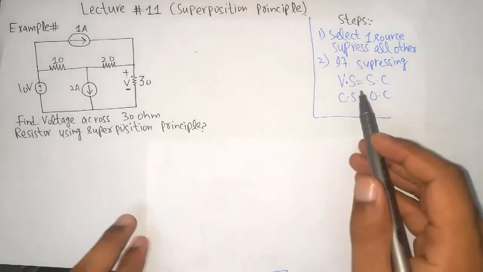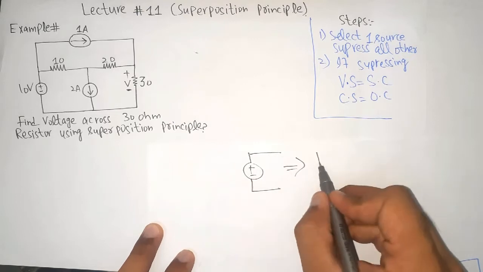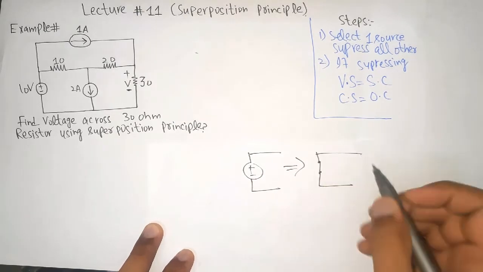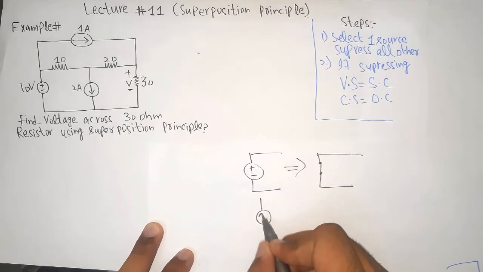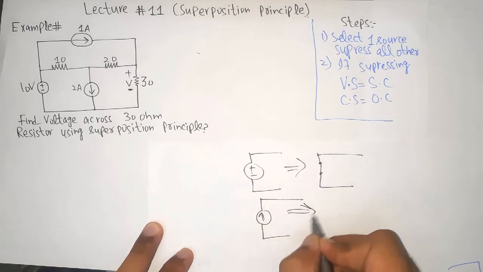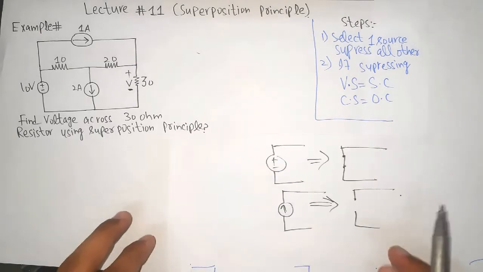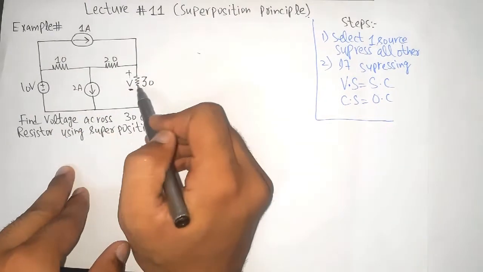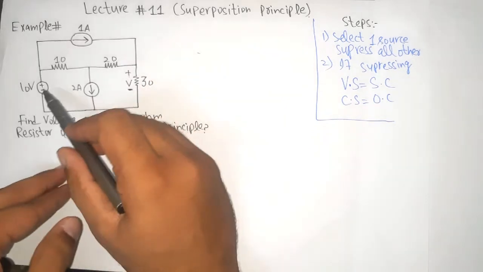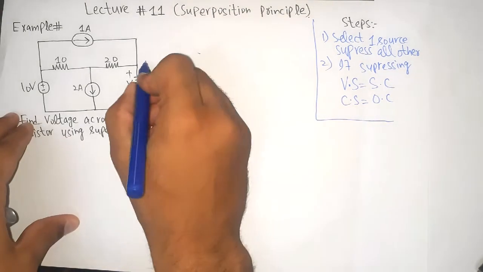So if we need to suppress a voltage source, we need to short the circuit. And if we need to suppress a current source, we will open the circuit. So we will apply these two steps in my example. Firstly we will suppress these two sources and find the voltage across 30 ohm resistor using this voltage source. So I will update my circuit.